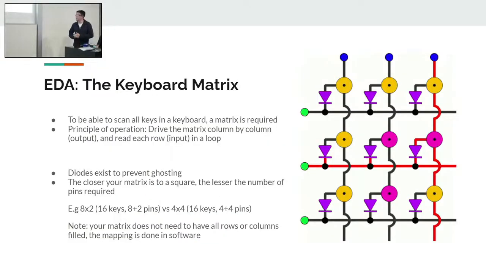Okay, so this is the core of your keyboard, the keyboard matrix. Because you have so many keys and you only have so many inputs on your microcontroller, you have to use a keyboard matrix in order to handle that amount of inputs. So in general, what you do is you would turn all of your rows into inputs and all of your columns into outputs.